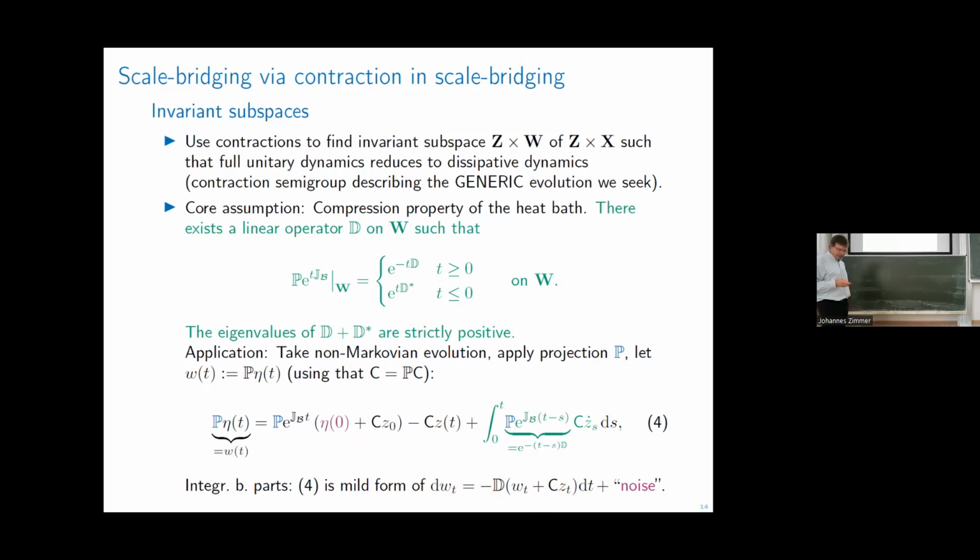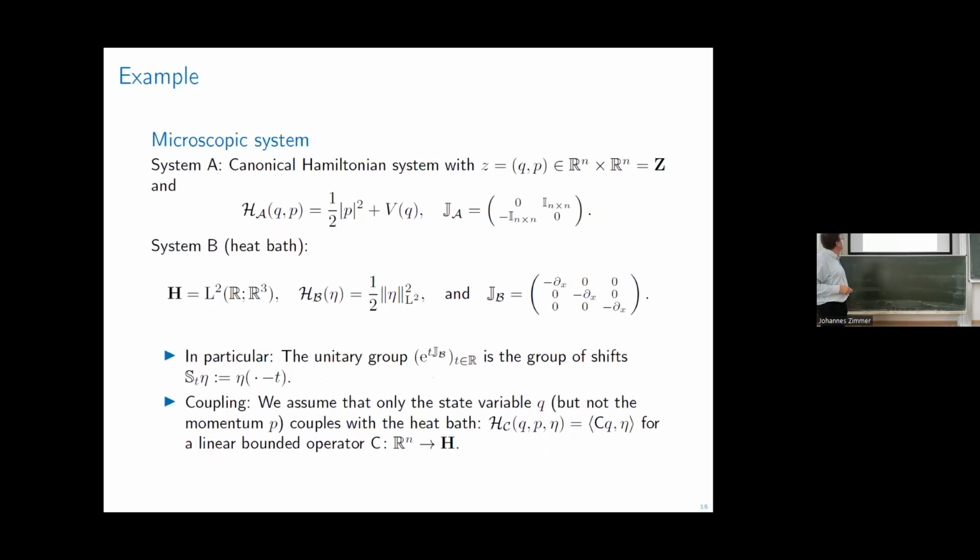So let's see how that goes. I'll give you one specific example, and show you how this construction works. It's essentially the same as I've shown before. So the system A is fairly general, a Hamiltonian to describe a molecule. Let's say it's position and momentum. So it's the kinetic energy, the potential energy, and the usual symplectic structure. Nothing surprising. The heat bath, given that I've shown you the example before, is also exactly the same.